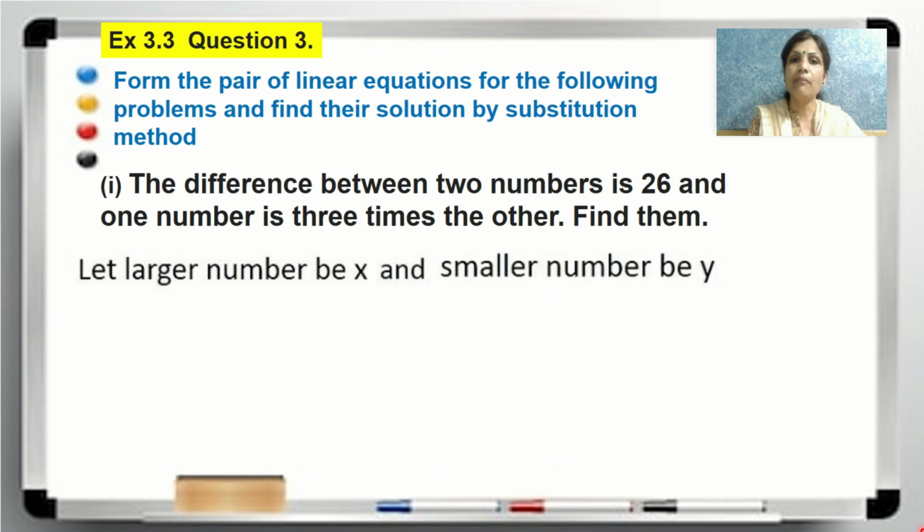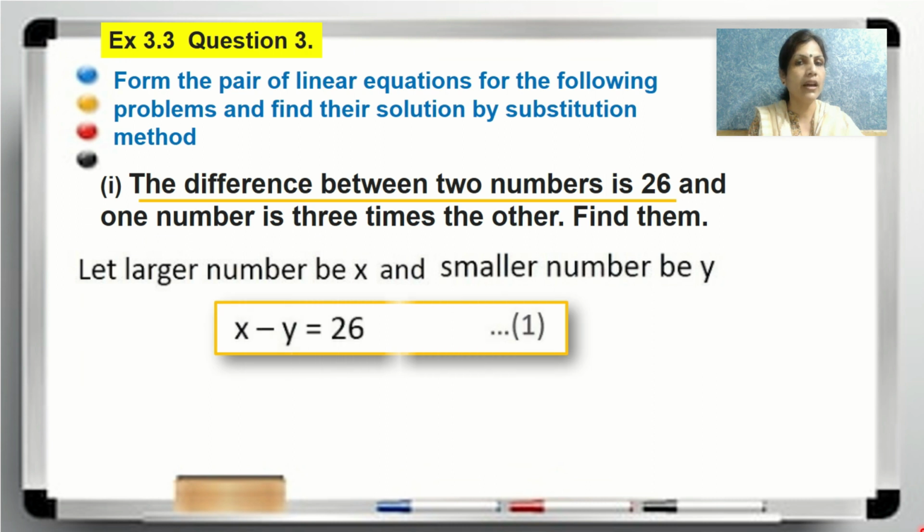If you read the sum carefully, what is given to you? The difference between the two numbers is 26. You have taken the larger number as x, the smaller number as y. What is the difference between them? It's x minus y, and that difference is given to you as 26. So we will write our first equation in that form.